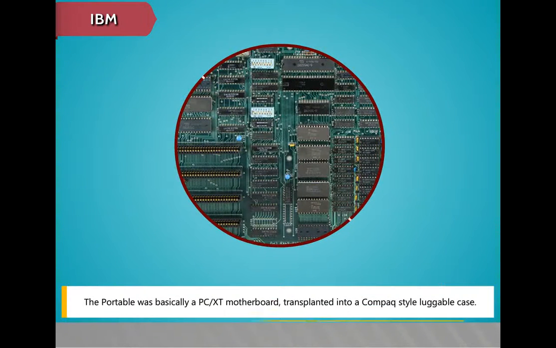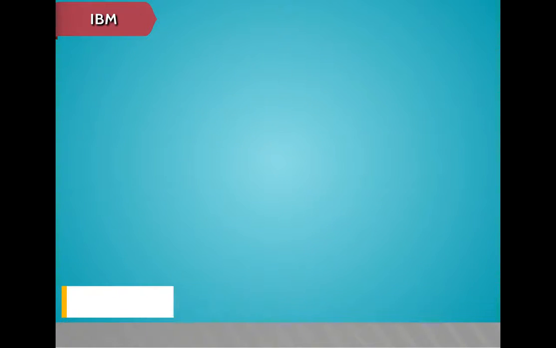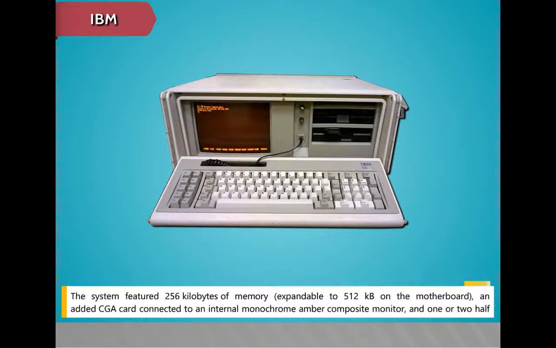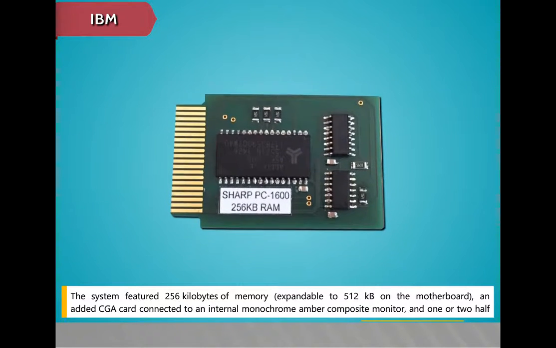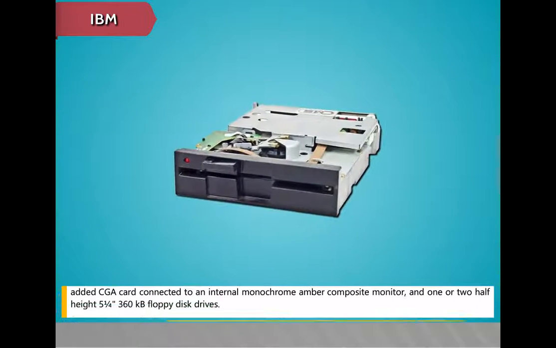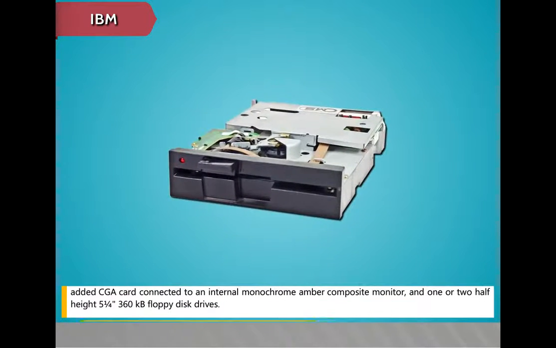The portable was basically a PC or XT motherboard, transplanted into a compact-style, luggable case. The system featured 256 kilobytes of memory, expandable to 512 KB on the motherboard, an added CGA card connected to an internal monochrome amber composite monitor, and 1 or 2 half-height 5 1/4 inch 360 KB floppy disk drives.